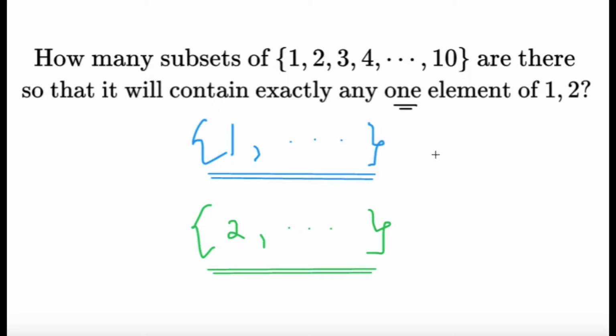Now here's a clue on the screen. So the sets should look something like this. It should be like 1 and then other elements which does not contain a 2, and then the set containing 2 along with other elements that is not a 1. So let's try to take cases here.